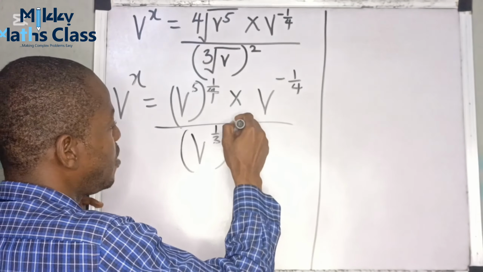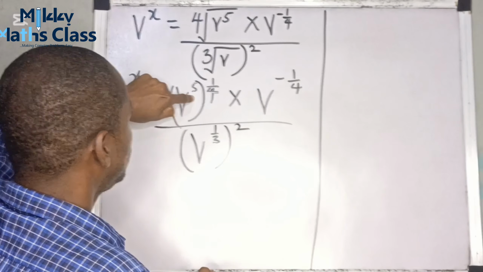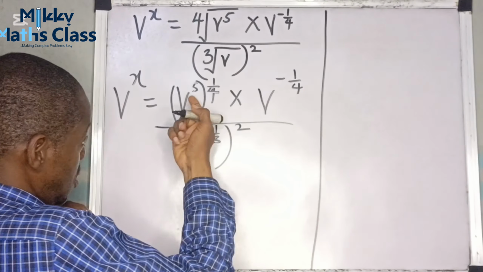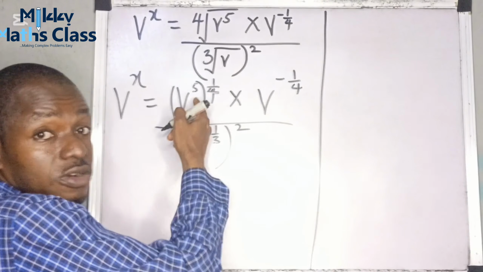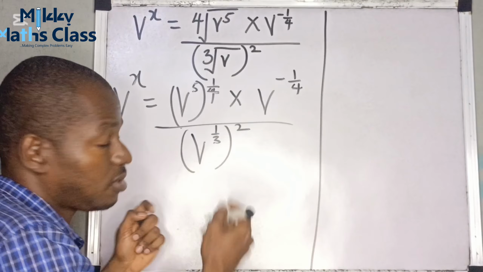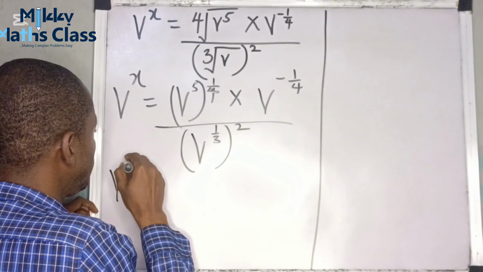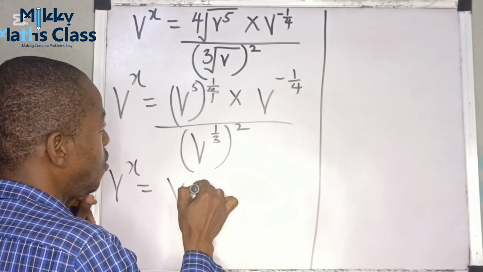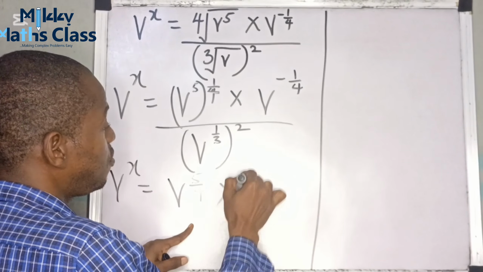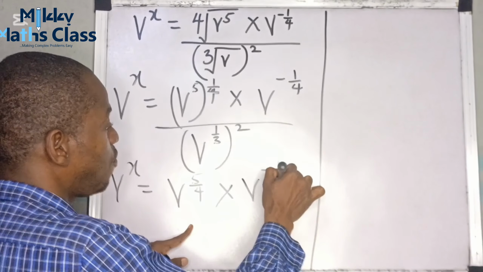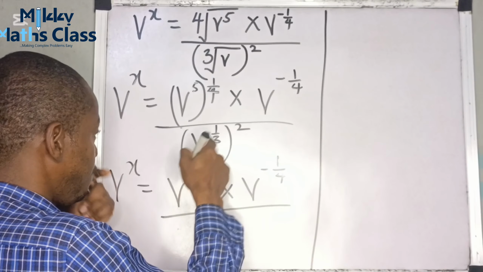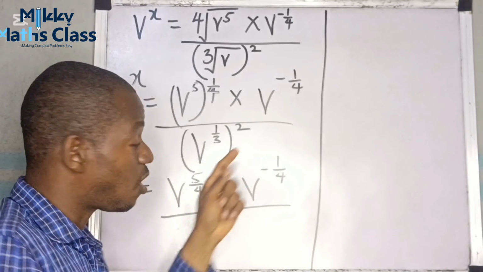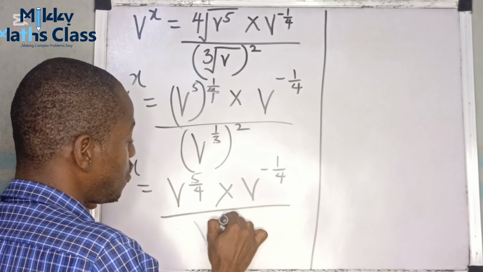Don't forget our square here, all square. So this becomes V to the power of 5 times this. Actually, this is V to the power of 1 over 4 raised to the power of 5. But it's the same thing from our power law. So V to the power of X is equal to V to the power of 5 over 4, times V to the power of negative 1 over 4, over V to the power of 1 over 3 times 2. That will be V to the power of 2 over 3.